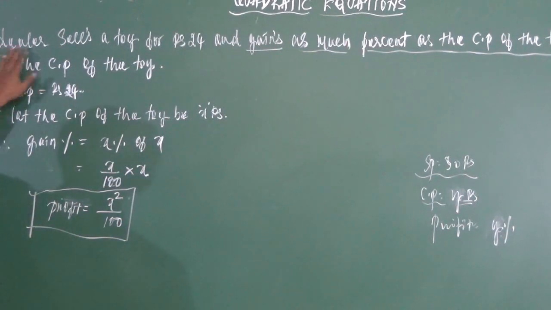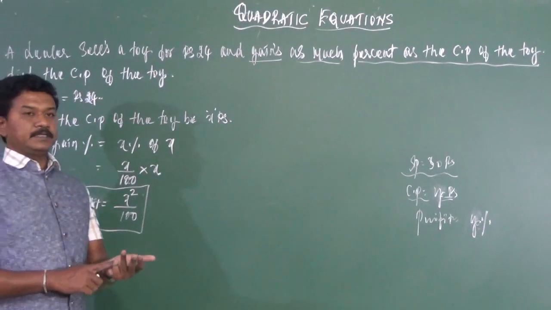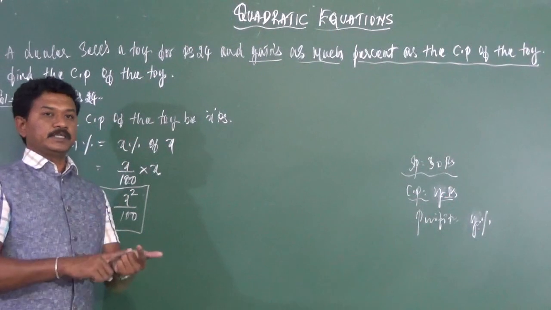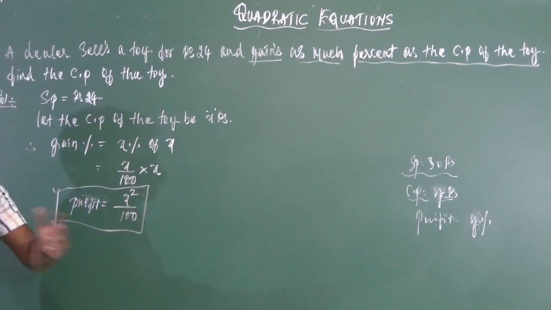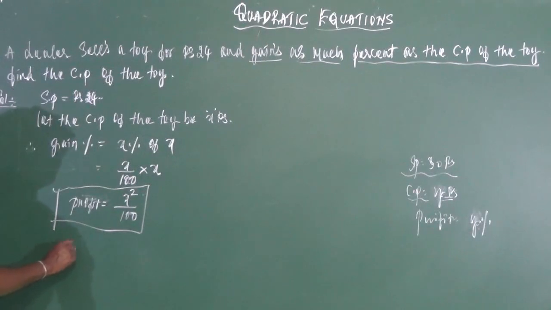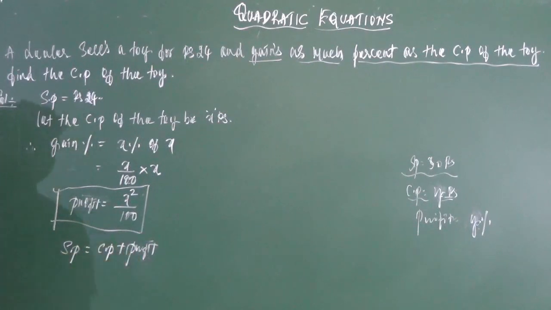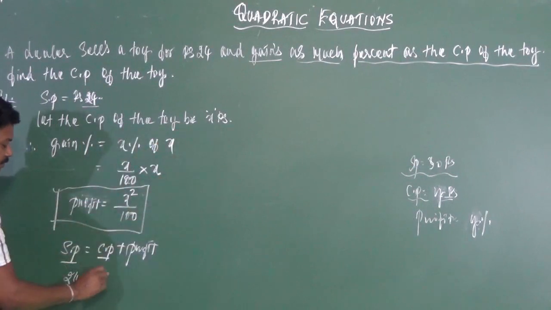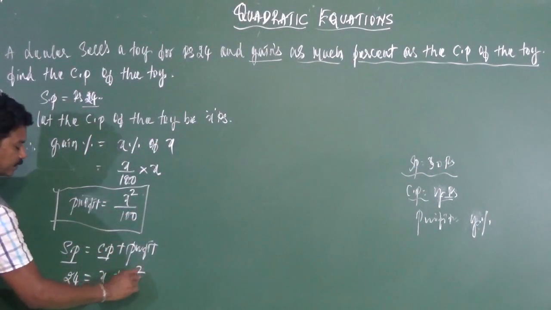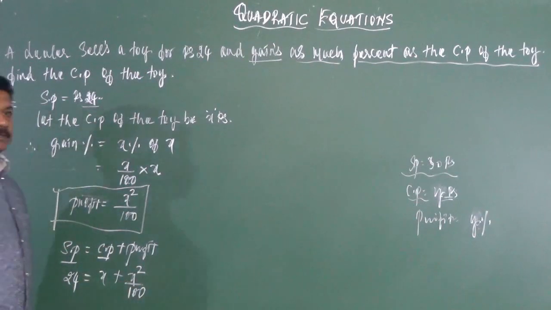Now, a dealer sells a toy for rupees 24, so that becomes selling price. So here, selling price, cost price and profit are related by a relation. That is, selling price is equal to cost price plus profit. Most of the problems you have done in commercial arithmetic in your 8th standard classes. I hope you remember. So selling price is 24. I will substitute: 24 is equal to cost price, which we have guessed to be X rupees, plus profit, X square by 100. Yes. This is the equation as set up.